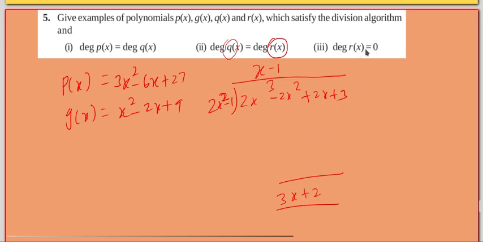Now the remainder becomes 0. We have to get remainder 0, so for satisfying that we have to take a suitable polynomial. Suppose 2x cube minus 4x square plus x plus 4 divided by 2x square plus 1. If we divide, what quotient will we get? x minus 2, and the remainder is 0. So the degree of r of x is 0.